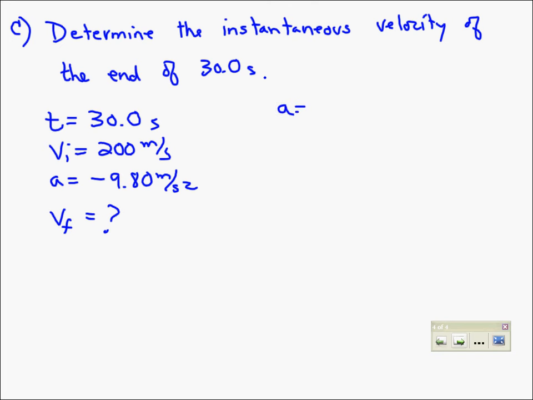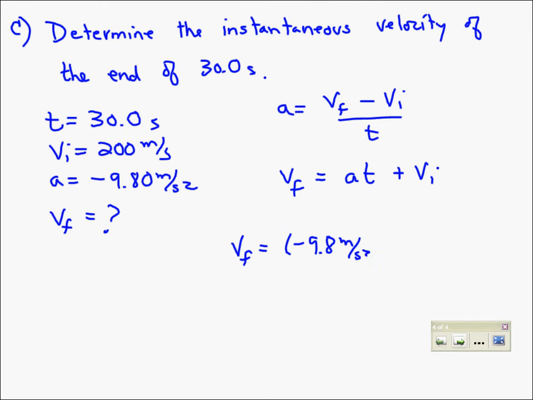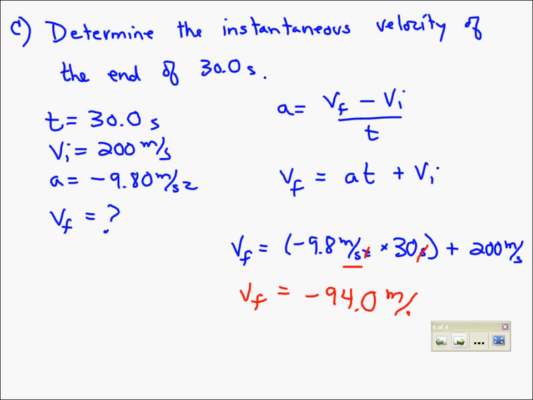I'm back to my original acceleration equation, but I want to solve for vf this time, so I have vf is equal to at plus vi. So our vf is equal to negative 9.8 meters per second squared times 30 seconds plus 200 meters per second. Using your units really helps keep things straight. You can see how your seconds will cancel down, so you have meters per second. Your vf, once you calculate, is negative 94 meters per second. And just check my calculation. Yeah, so that's exactly right. What does the negative mean? It's on its way back down, so it gives you a direction.